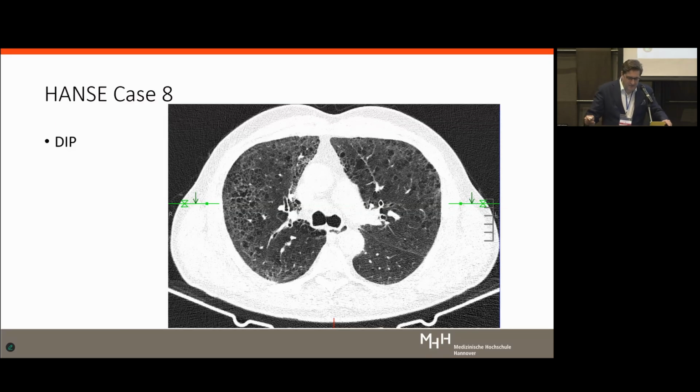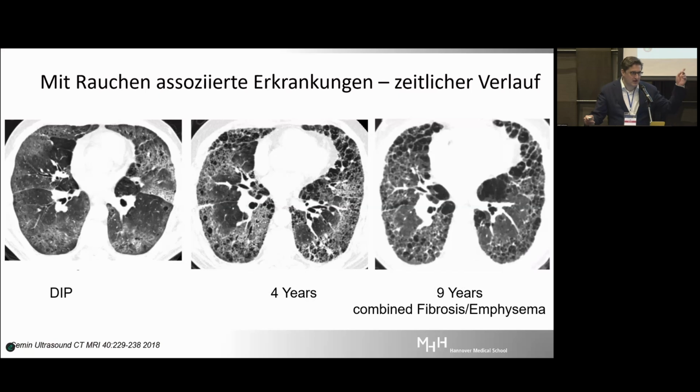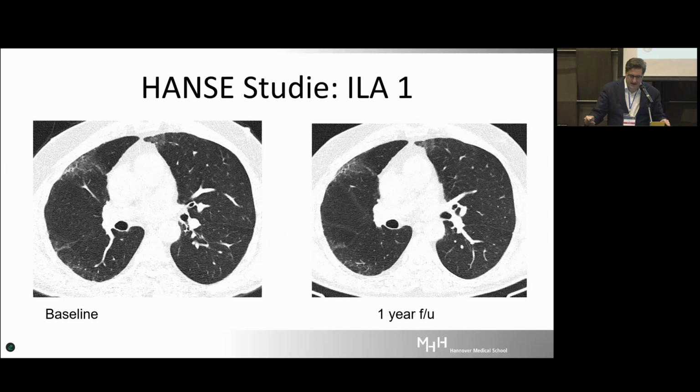This is a case of DIP, right? Desquamative interstitial pneumonia. You see the ground glass, the cystic, but then moving into emphysema. And I would like to show you that case. This is not a screening case. You have a DIP over 4 years in the middle. It moves to more emphysematous and ground glass, and then in the end, it moves to combined fibrosis and emphysema. So it's a continuum. Here's clearly an ILA case where you see that the reticular opacity in the non-dependent portion doesn't go away after a year, especially in the yearly follow-up.